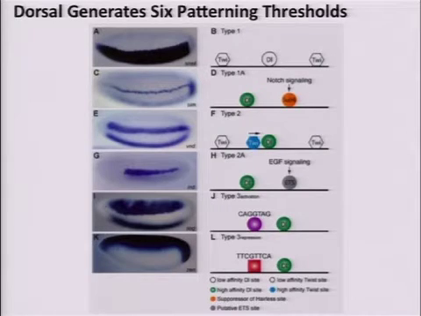And you'll see the dorsal works in a highly combinatorial fashion, with a variety of different sequence-specific transcription factors to produce these diverse patterns. So, for example, the pattern seen in panel C, this fine line of gene expression, depends on an enhancer which contains dorsal binding sites and binding sites for a different sequence-specific transcriptional activator called suppressor of hairless, which mediates Notch signaling.